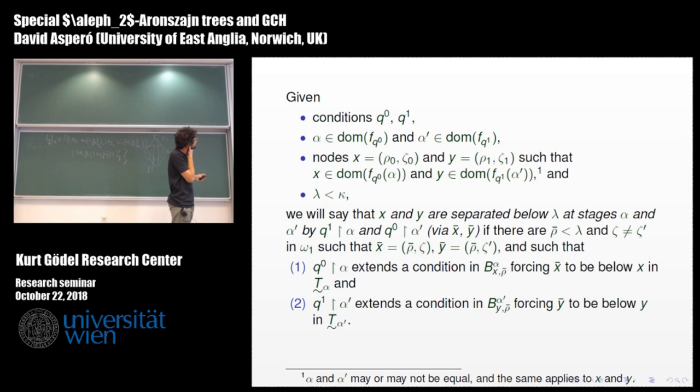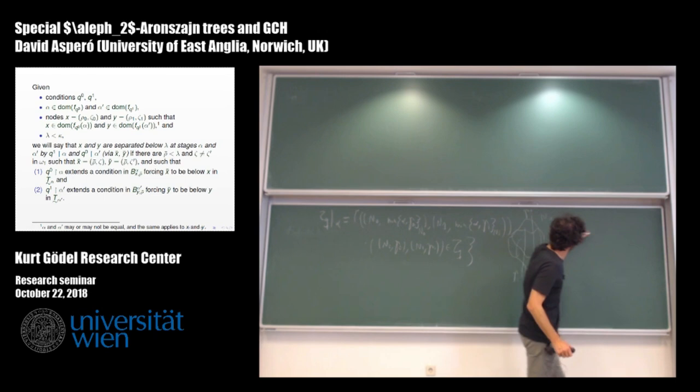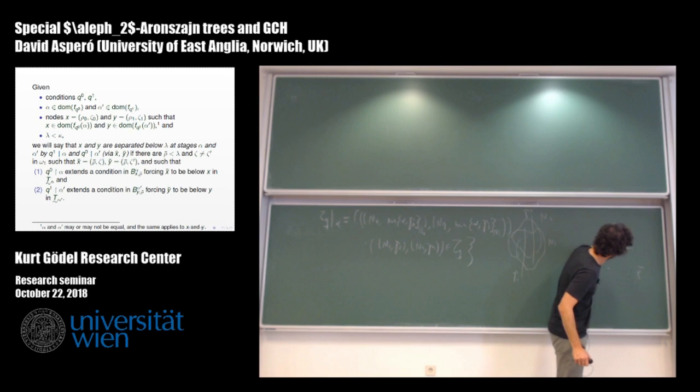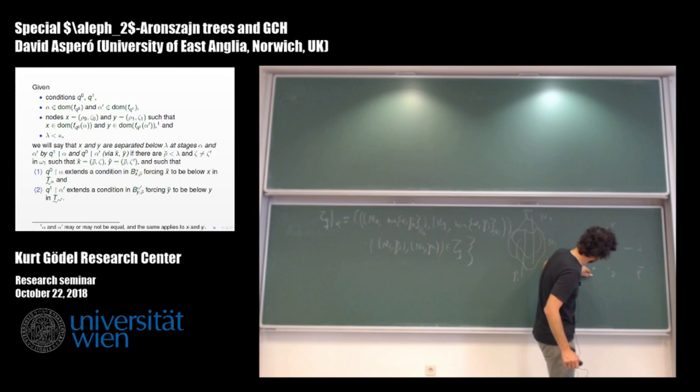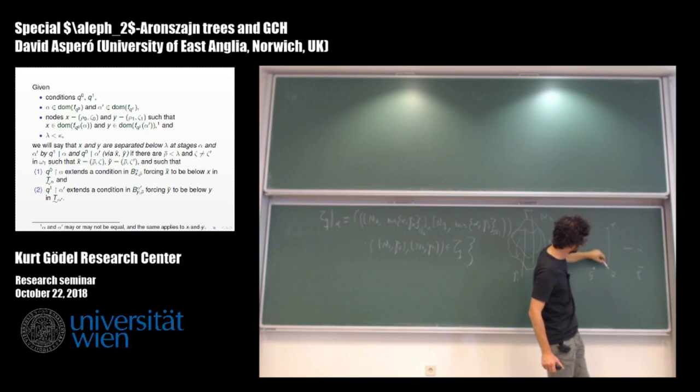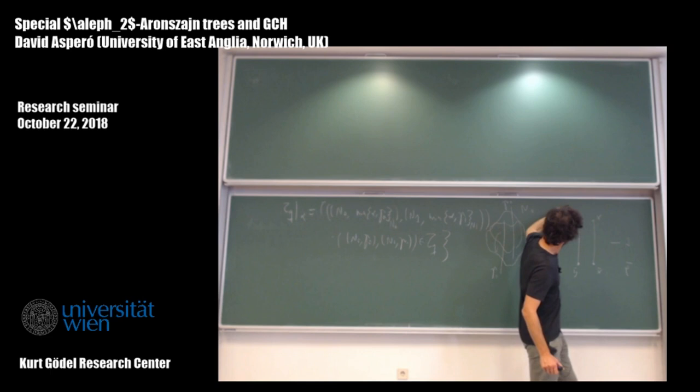So there's a level rho bar less than lambda, and there are two different countable ordinals, so that X bar and Y bar, being the corresponding nodes, are at the same level but different, such that the first condition extends a condition in this maximal antichain that forces that X bar is below X in this tree, and a similar thing for the other one, for the other tree, T alpha prime. So I'm sort of separating these nodes. I have this T X, and then I'm deciding at this level rho bar, which is below lambda. Then I have these two different nodes: this is X bar, and this is Y bar, they're different. It's forced that this one is the node at level rho bar below X, and the same thing for the other one, maybe with respect to different trees. So this is T alpha, and this is T alpha prime.